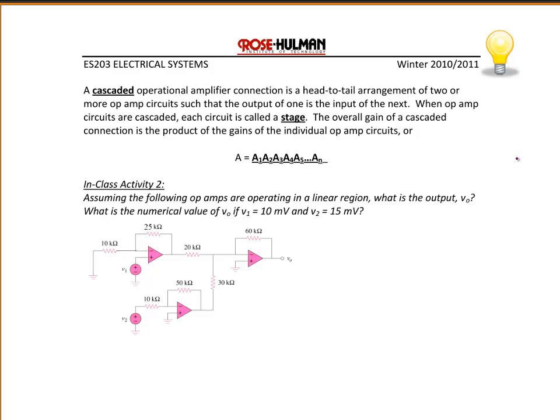Assume that the following op-amps are operating in a linear region, which means they're not in saturation, and we want to find the output VO. What is the numerical value of VO if V1 is 10 millivolts and V2 is 15 millivolts? So in order to solve this problem, our first task is to identify each of the operational amplifiers, and we would do this with block diagrams.